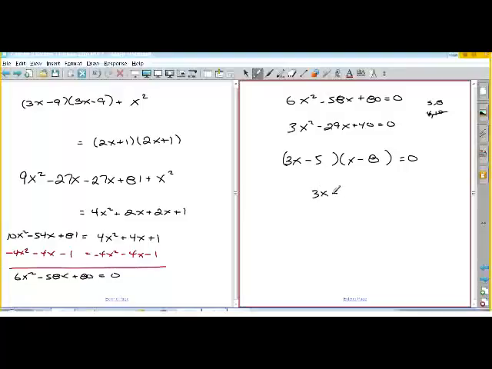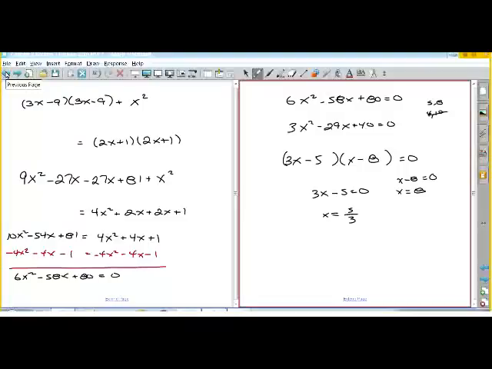So that means my two solutions are going to be 3x minus 5 equals 0. For this product to be 0, either this has to be 0 or this has to be 0. So those are my two solutions. One solution is x minus 8 equals 0, so x equals 8. And the other one is x equals 5/3. So I get two answers.